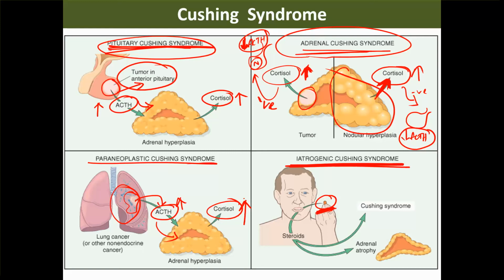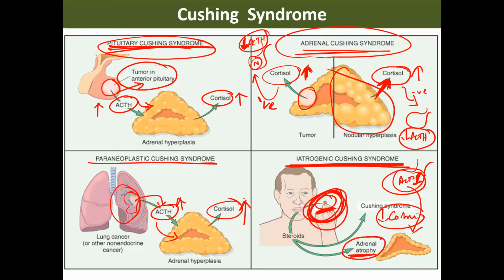What happens is that when the steroid level in the blood is high, it suppresses the anterior pituitary, and the ACTH is decreased. So it cannot come and stimulate the adrenal cortex. The adrenal cortex has less stimulation by ACTH, so the adrenal gland goes for atrophy. So in this patient there will be decreased ACTH and decreased cortisol, but the person will develop Cushing syndrome because of the intake of steroid. Understand? So it is called iatrogenic Cushing syndrome.